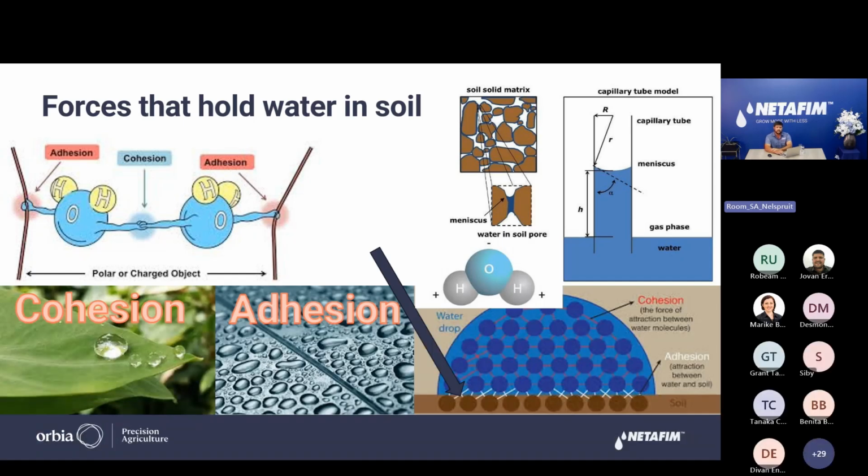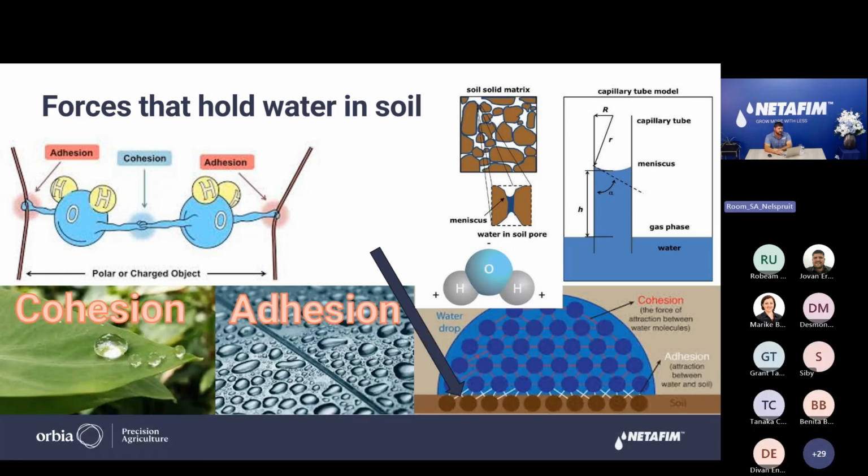To put it simply, cohesion is how the water particles bind together and hold on to each other. And adhesion is how the water particles attach themselves to other surfaces that are polar or charged, as in soil particles. And that adhesion force is what causes the water to move in your soil.